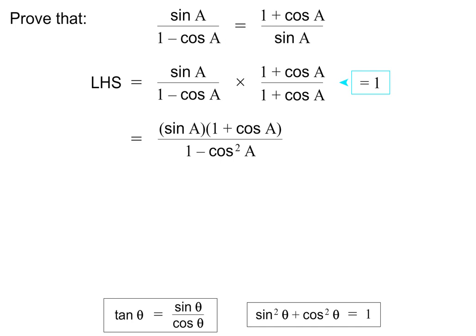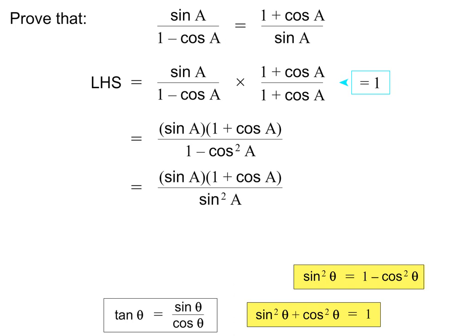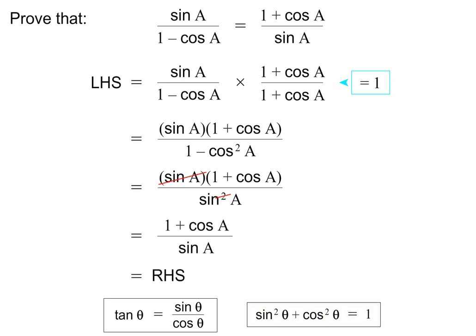Do you recognize what we have here? The denominator is the square identity written in a different way. In other words, we can rewrite this as sine squared A. We now have one term over one term, which means we can cancel as follows. This leaves us with 1 plus cos A over sine A, which is the right-hand side. Our proof is therefore complete. Please pause the lesson and make sure you agree with my working.